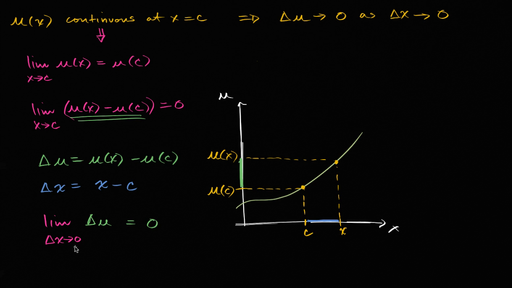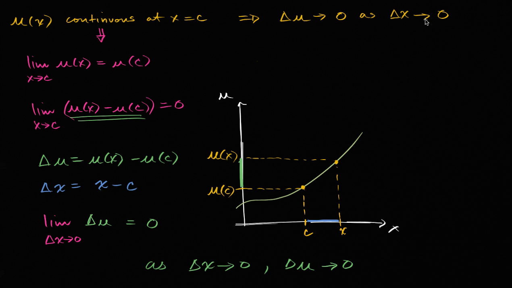So another way of thinking about this is as delta x approaches 0, our change in u, our change in the function, is going to approach 0. So as delta x approaches 0, delta u approaches 0. And that's what we wrote over here. Delta u approaches 0 as delta x approaches 0.